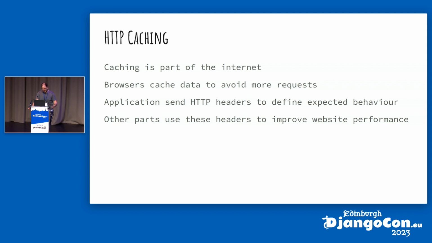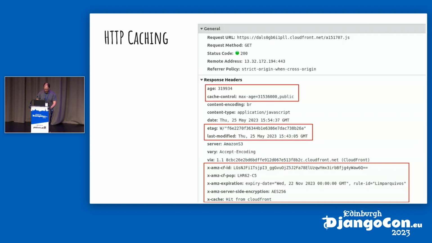Browsers cache a lot, even if you don't know that. They cache JavaScript, CSS, lots of HTML, and API calls, if the application is sending the right HTTP headers to define the browser behavior, or the client behavior, not necessarily a browser. Other parts of this stack use the same headers to improve performance on this chain.